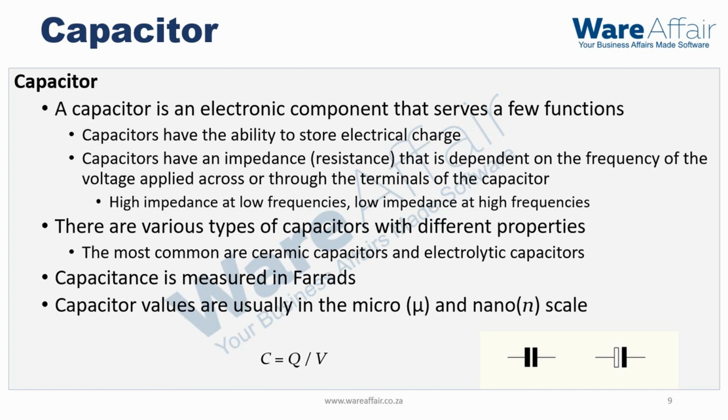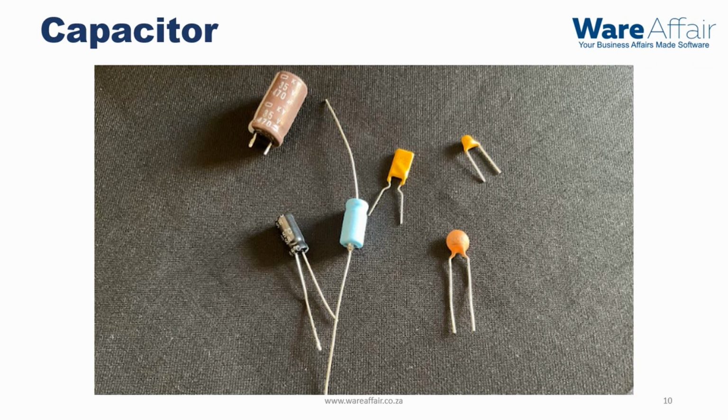There are various types of capacitors with different properties. The most common are ceramic capacitors and electrolytic capacitors. Capacitance is measured in farads. Capacitor values are usually in the micro and nano scale. On the screen you can see some icons for capacitor as well as the formula used to calculate capacitance. In this image you can see an example of some real-life capacitors.